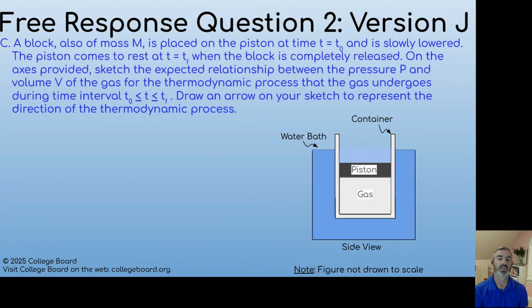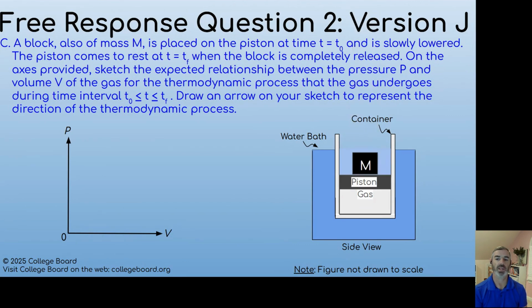Now, the next part tells us that we have a block that's placed and slowly lowered on, and we're asked to draw a graph of our pressure and volume, so a PV diagram to represent the situation. So let's see what happens when we drop the block slowly on top: the piston is going to compress. So that means in this case, the volume decreased. So on our PV diagram, that means we're going to have the volume going to the left.